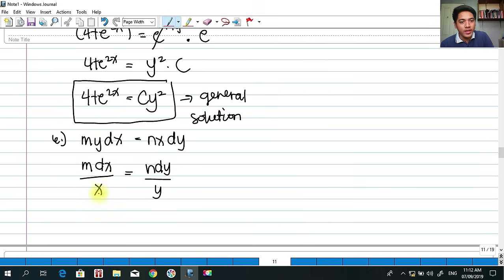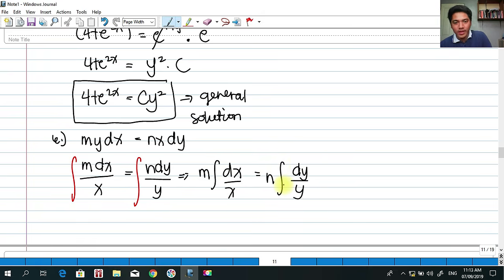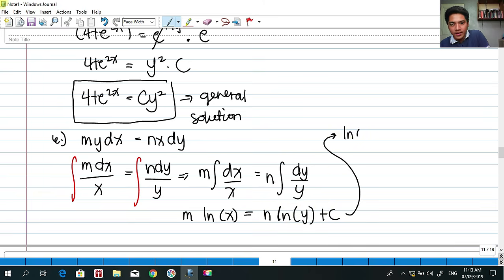If we group them in terms of x and in terms of y, note that m and n are constants. So we have to integrate both sides of our equation. Upon integration, we can rewrite this as m integral of dx over x, because m is constant, we can move it outside of the integral sign, and n integral of dy over y. So we can integrate now: m ln of x is equal to n ln of y plus c. By properties of natural logarithm, this can be written as ln of x raised to m is equal to ln of y raised to n plus c.